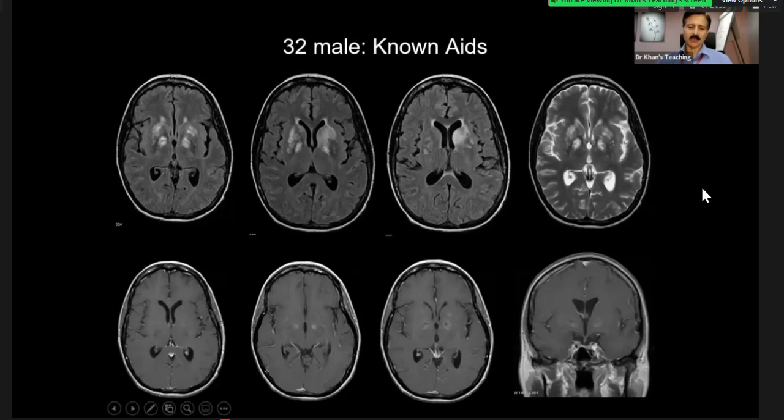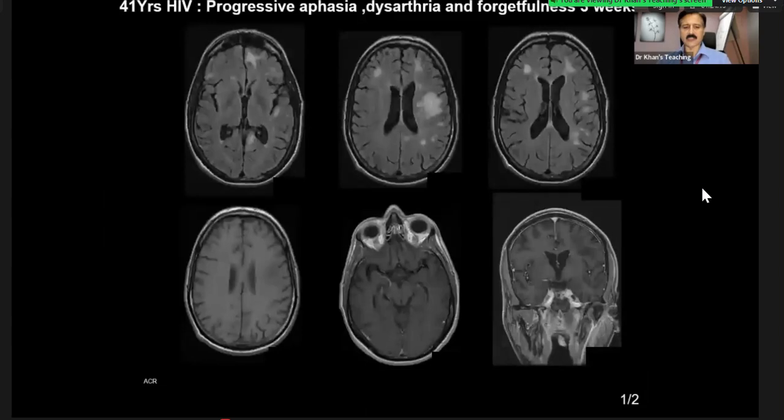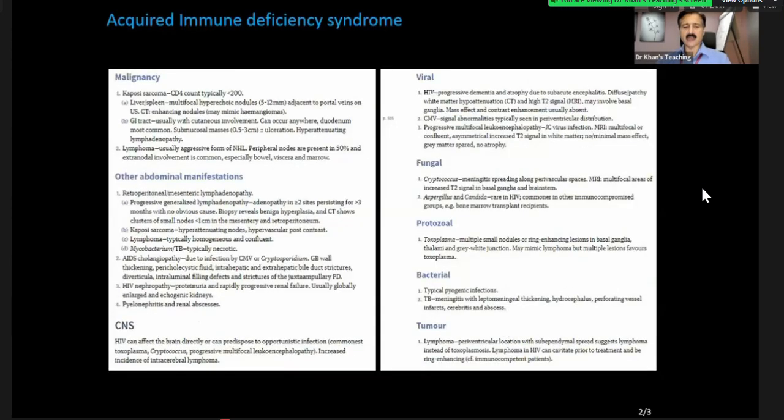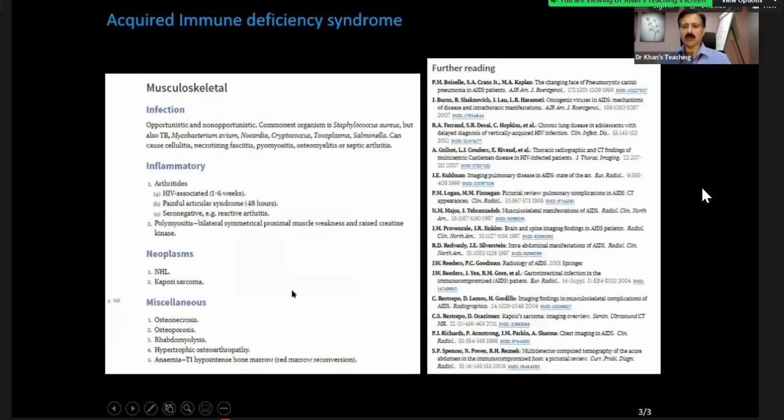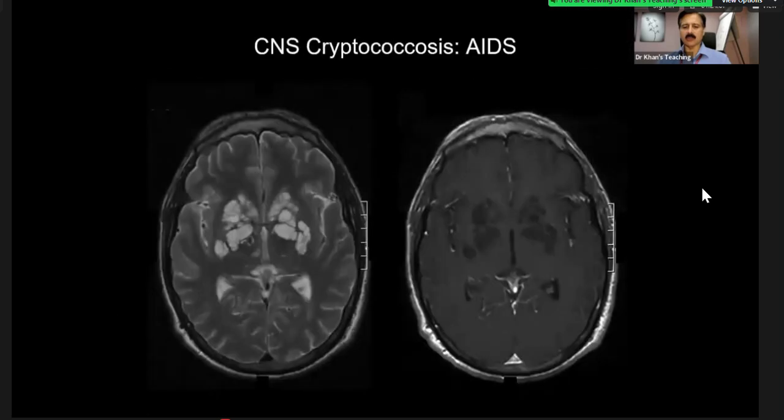Okay, let me take over. This is a classical case of cryptococcus. Please remember, cryptococcus is one of the fungal infections which can occur with AIDS. You see this? Fungal cryptococcus. Cryptococcus becomes an exam case. Why? Because it has got unique radiology.